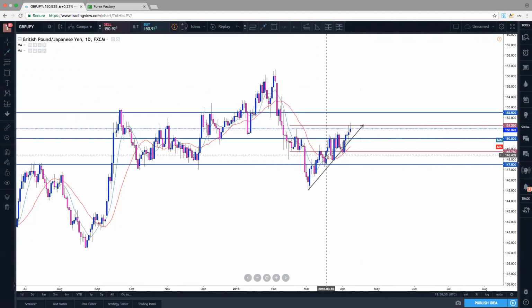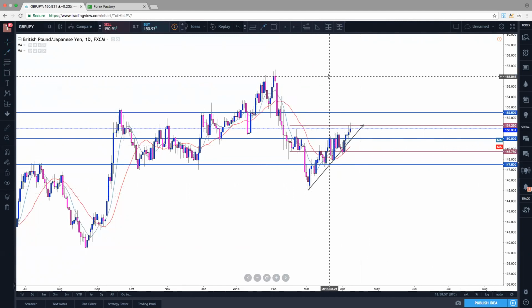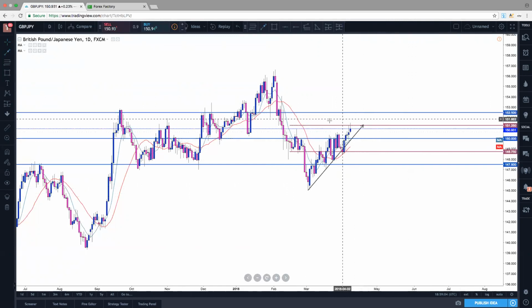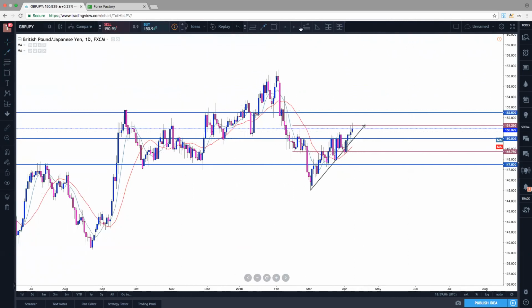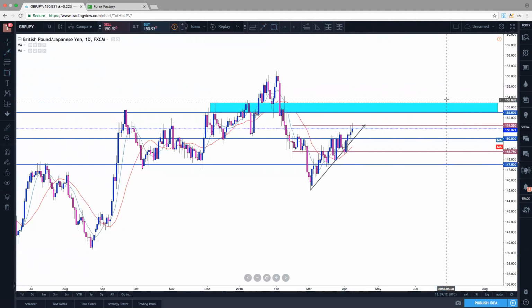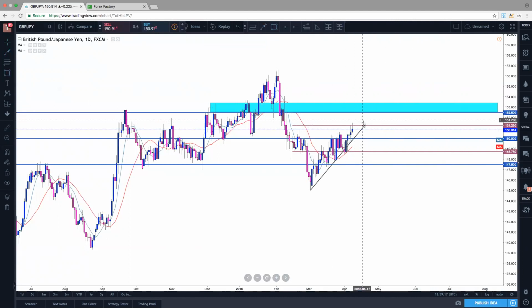I don't see these highs being taken out, so I definitely see a break below. We could drop. I do want to see a test of this little area right here. I know we had some GBP news, so we could see a wick above this area.